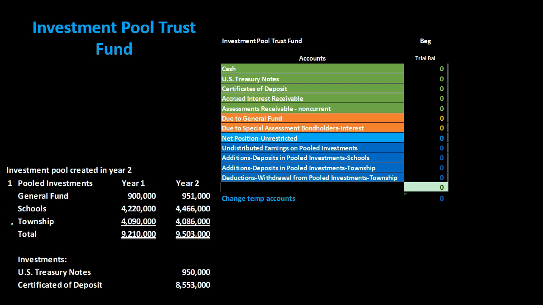This is what they had in the investment in year one. Year two is going to be the year that we are in now. This is the year that we set up the investment pool trust fund. We're going to take these investments that had originally been put in at these amounts, now having changed due to the fair market value changing in year two, into this investment pool.